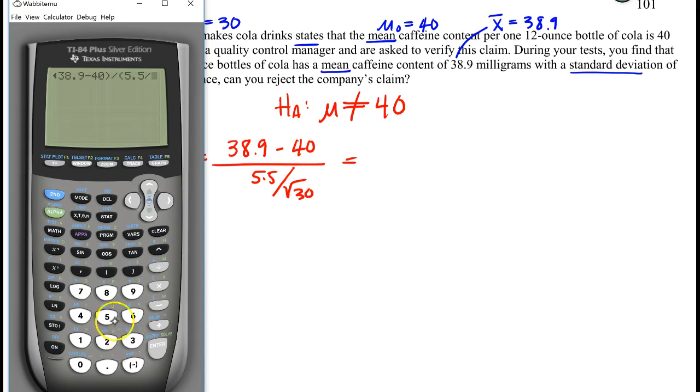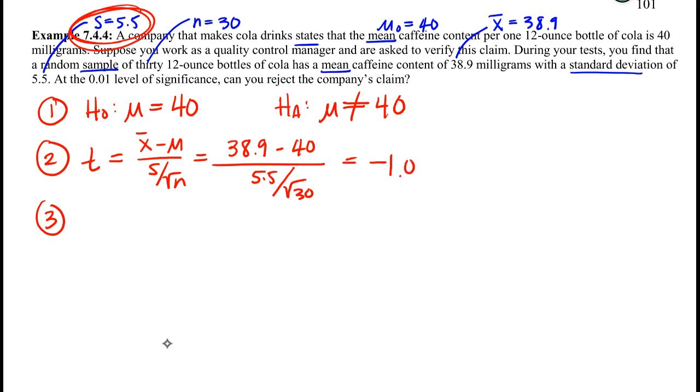Oh no, failing miserably here. Delete. The square root of 30. So negative 1.095. So right off the bat, we're thinking that doesn't seem that unusual. Z or T doesn't seem that unusual. It's only barely 1. So, let's go forth and find our p-value.